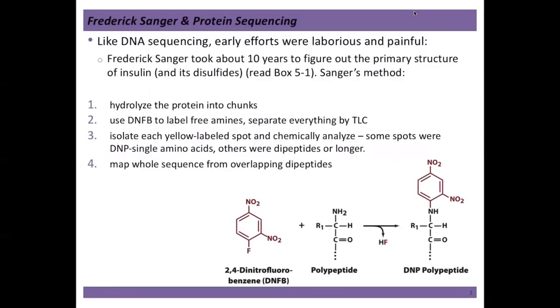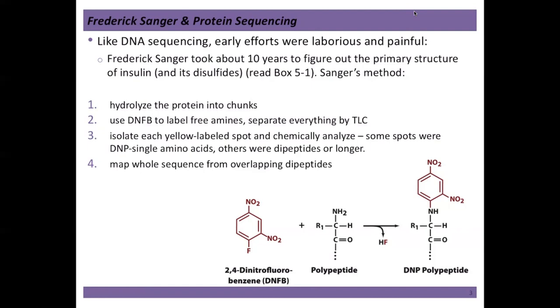So if we look at early protein sequencing, the early efforts were a lot like sequencing DNA. Now in DNA, you only had 4 bases, so there was some greater simplicity there. With proteins, you've got up to 20 amino acids, and you've got the complexity of disulfide bonds. It took Frederick Sanger about 10 years to figure out the structure for insulin, and that's 51 amino acids.